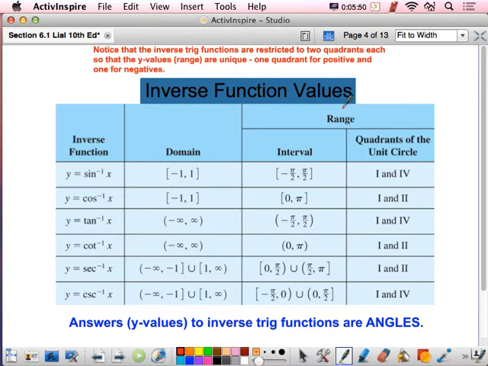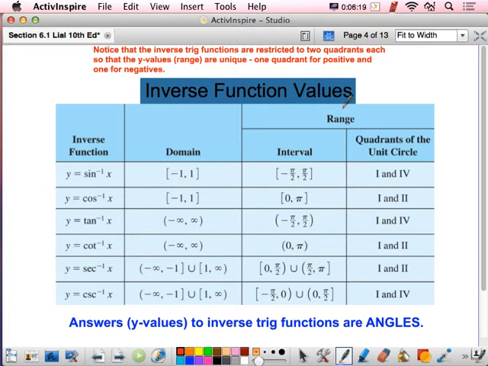Now, here's the problem. How many times does sine equal 1/2? We know it happens at 30 degrees, but it also happens at 150 degrees, right? And it also happens if you add or subtract 360 from either one of those. So see, there are infinitely many answers to that question. Does that make sense? But we need to have a standard answer.